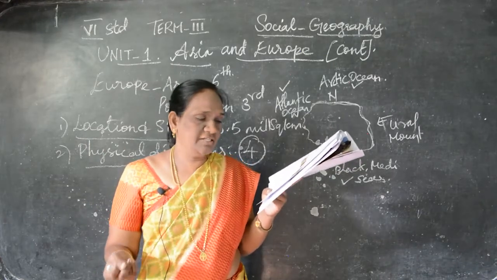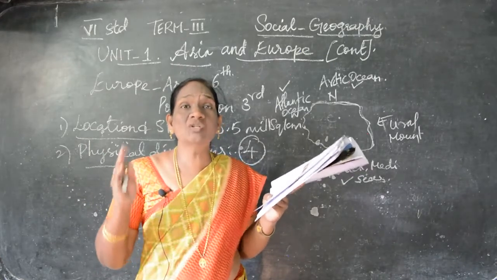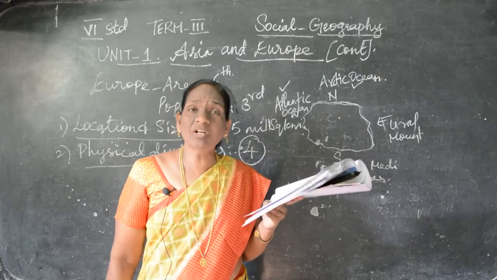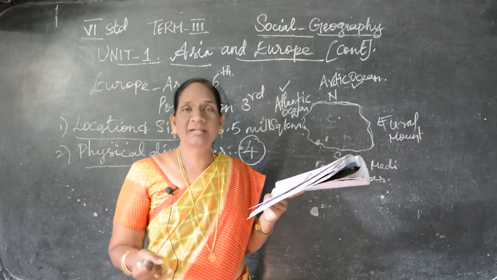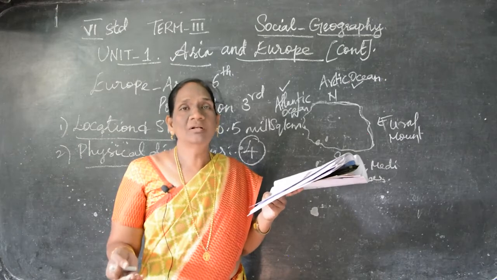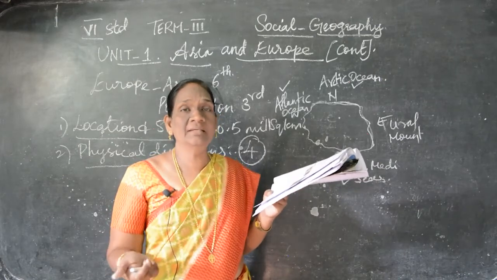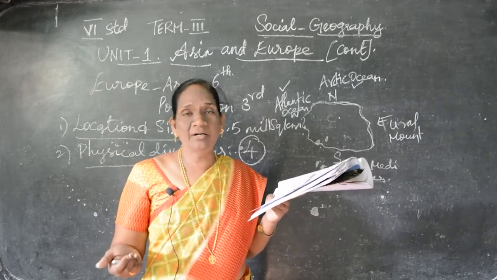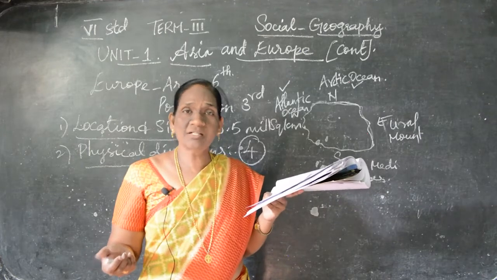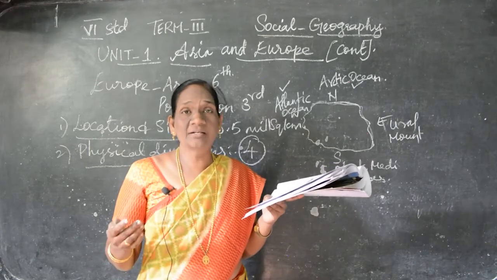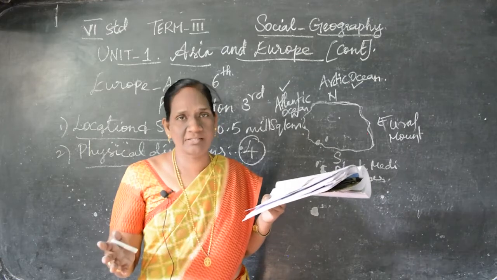In this region, they have rich mineral resources. What are minerals, ma? Iron, steel, coal, gold, silver, zinc, manganese, copper, tin. Understand? So all these together, bauxite, aluminium, these are minerals.